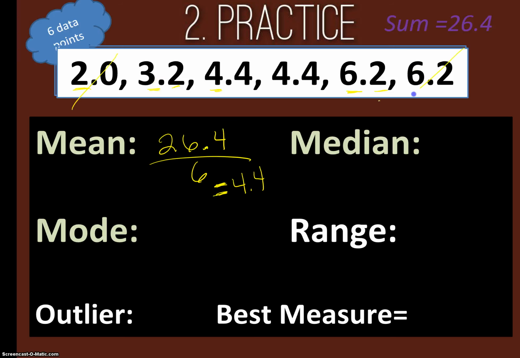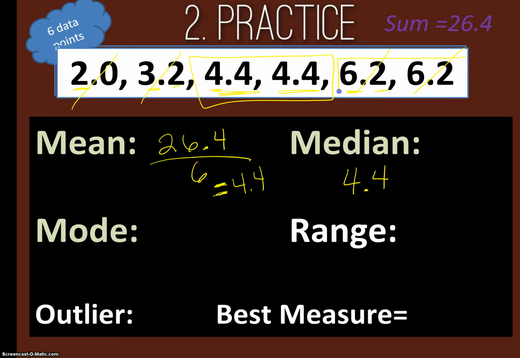The median, again, is the middle number. In this case, I'm going to get 2 numbers in the middle, so I have to add them up and divide by 2. However, if your numbers are exactly the same, your median is going to be that number, because when you add them together, like 4.4 plus 4.4 is 8.8, and if you divide by 2, it will be, again, 4.4.